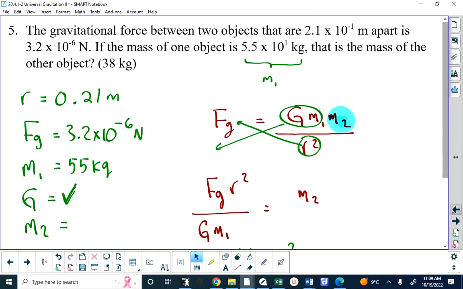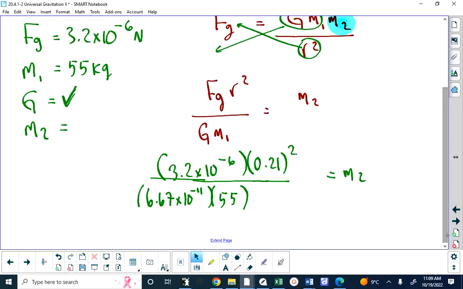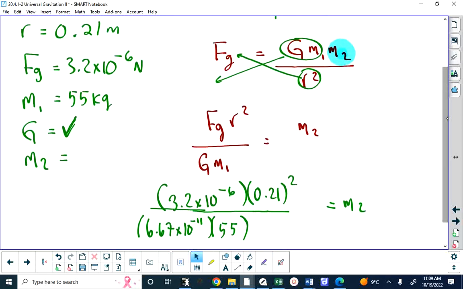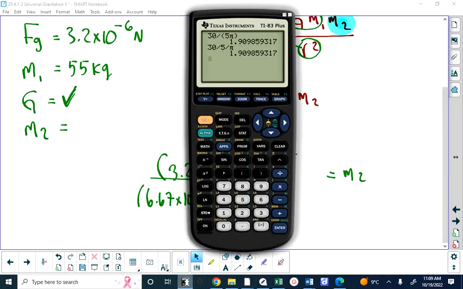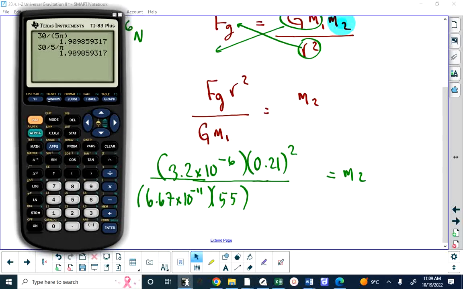And now let's go back to reality here with this question. If you take a look up here, I'm going to have to divide by g and m. I have to divide by g and I have to divide by m. So that's my thinking when I enter this in my calculator. Sahara, where was I? 3.2 times 10 to the negative 6 times 0.21 squared. What I do is I go divided by capital G and divided by 55. That's what I do.